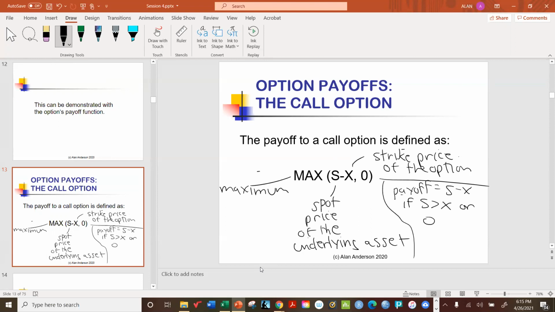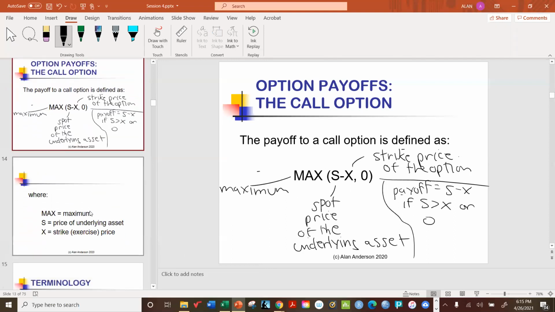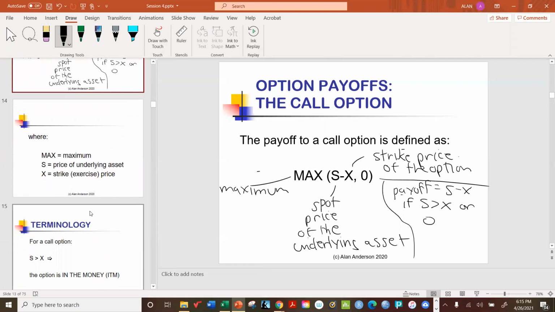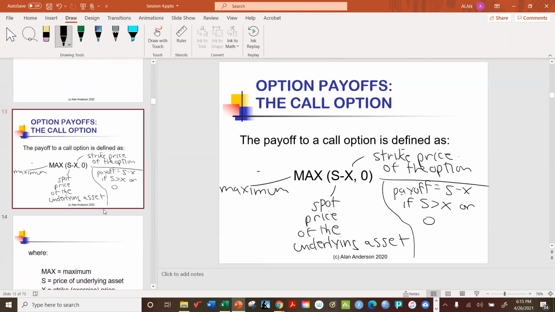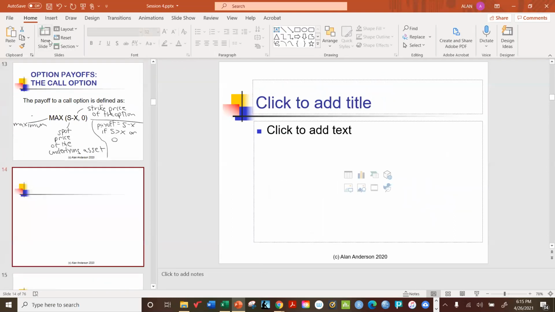Yeah, so in other words, if we've discovered that S is less than X, it would make no sense whatsoever to buy this or exercise this option. Instead, we'll simply let the option expire worthless, and so we will then be said to have a payoff of 0. So in other words, it's not possible to have a negative payoff with a call option, which is kind of a nice feature. So let me show you a quick example of that right now. Imagine the following situation.